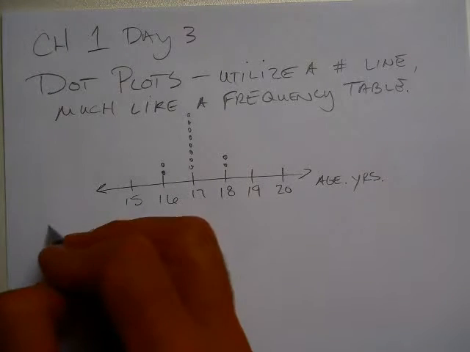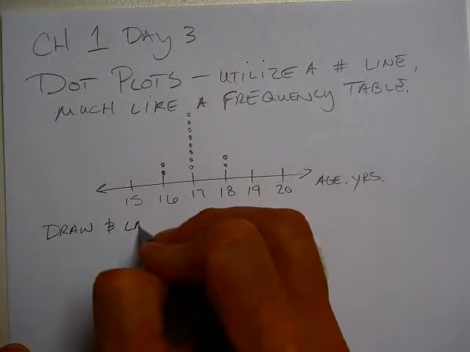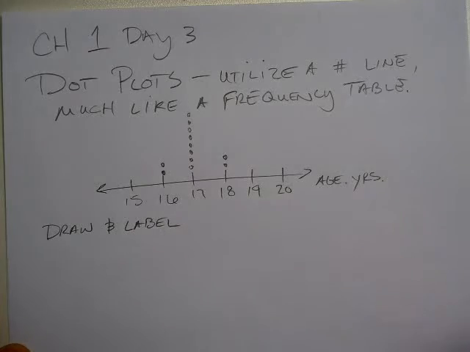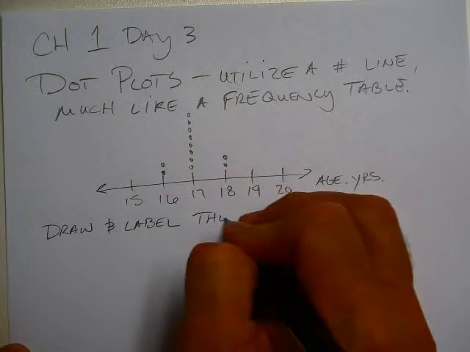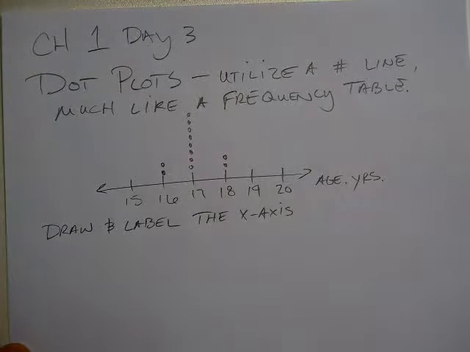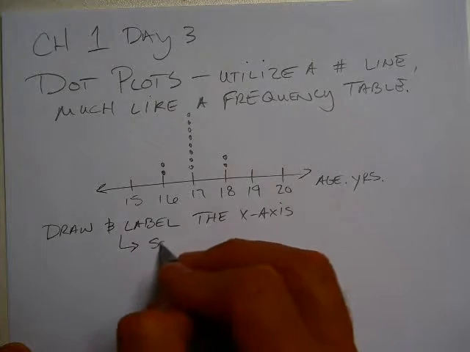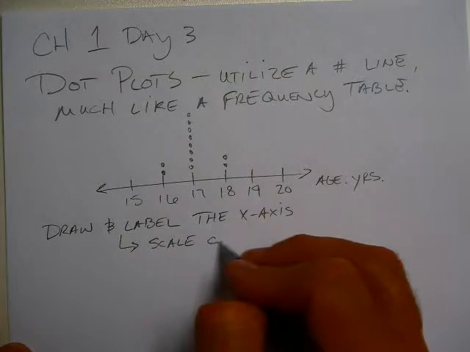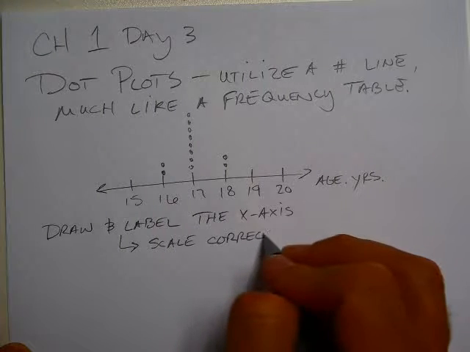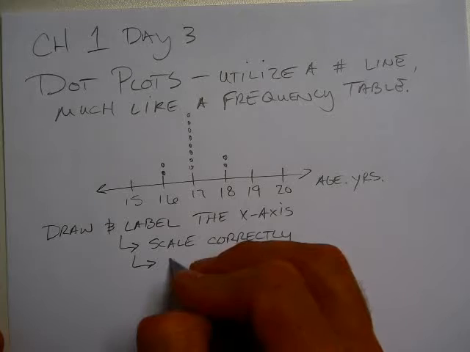All right, so what do we do? We draw and label. Draw and label the x-axis. Scaling it is important. You can't go from 11 to 15 to 16 to 22, you just can't do that. Scale it correctly, and then we just plot the values. It's simple.